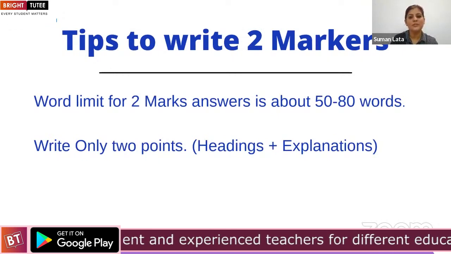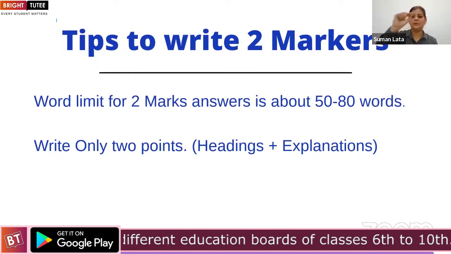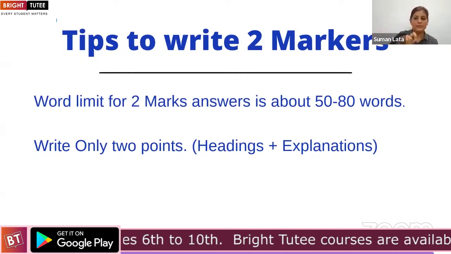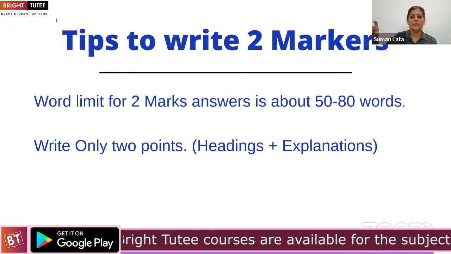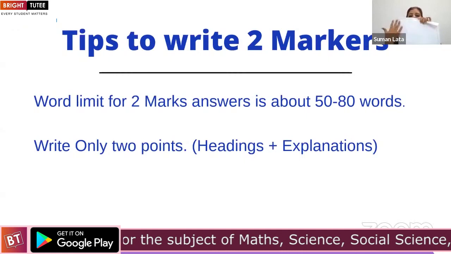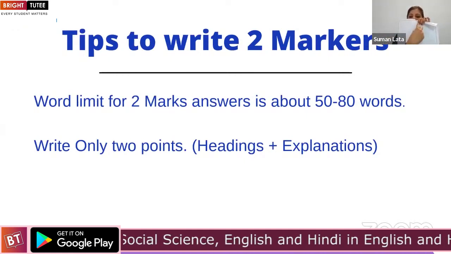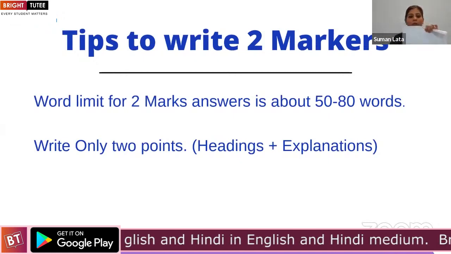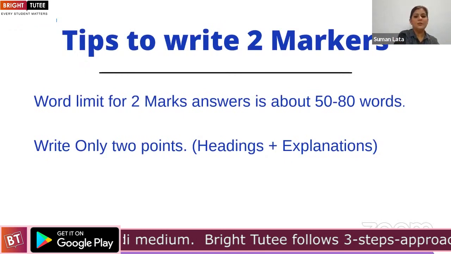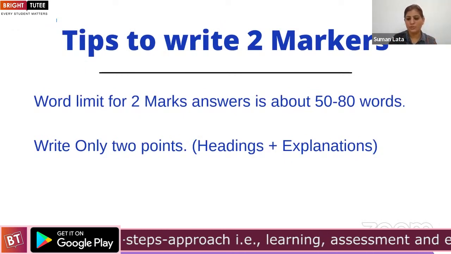Headings plus explanation. For 2 points, 2 headings: write one heading, underline it, and give an explanation of at least 3-4 lines. Then the next heading, with an explanation of 3-4 lines. In one single sheet, one side of the sheet, maximum 2 questions of 2 marks. Half a page for one 2 marker, half a page for another. Not more than 2 on one side of a sheet. Clear? So one page we will utilize for a maximum of 2 questions.